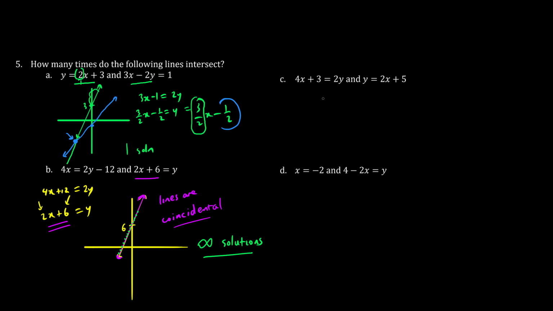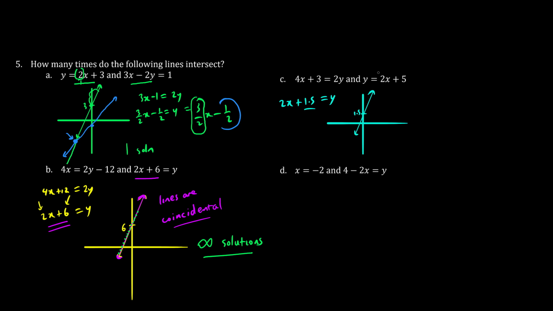Let's try part C. We divide both sides by 2. Y equals 2x plus 1.5, which is the same thing as 3 over 2. And we know how to sketch this. So 1.5 we'll say is around here, and a steep upward graph, slope of 2, looks like this.